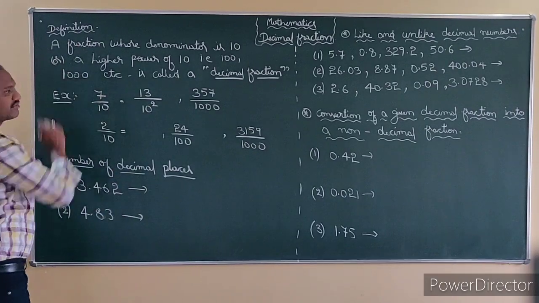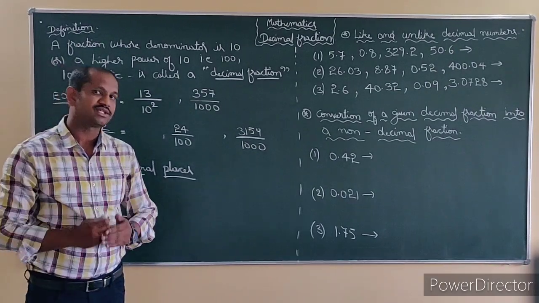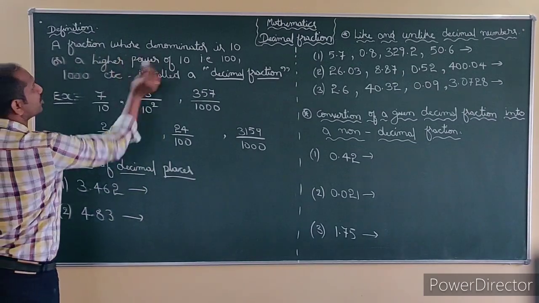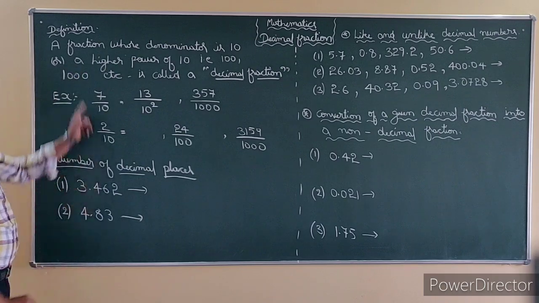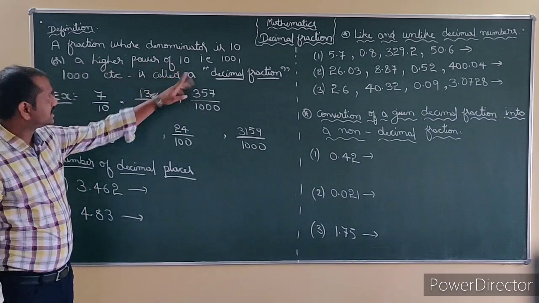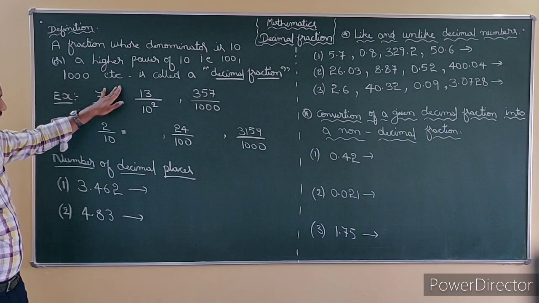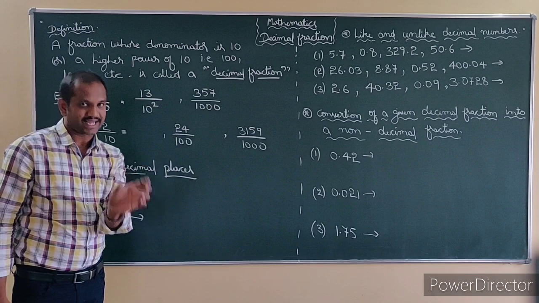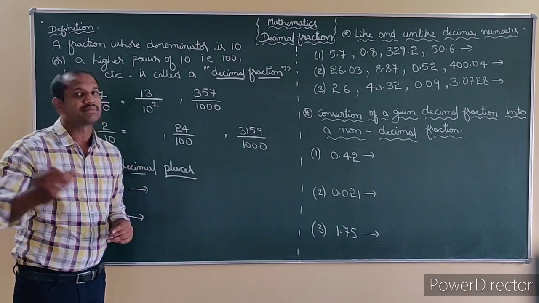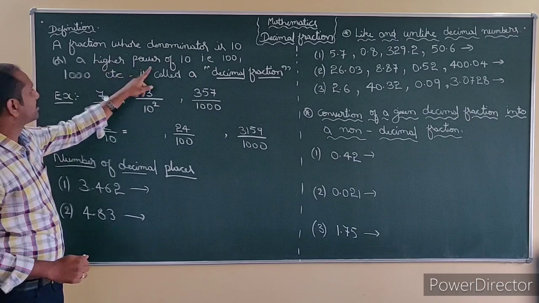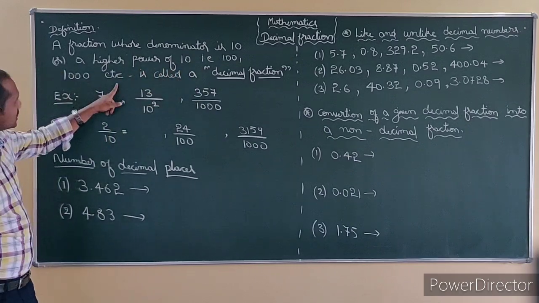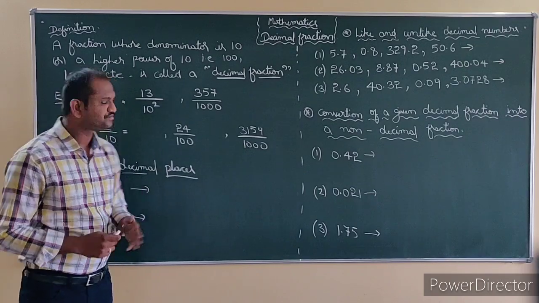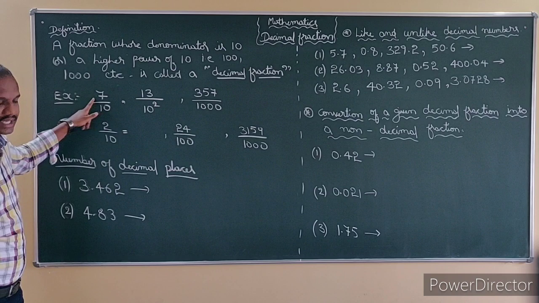So first we have the definition of a decimal fraction. What actually is a decimal fraction? Let us see. A fraction whose denominator is 10 or a higher power of 10, that is 100, 1000, etc., is called a decimal fraction. Understood? We have some examples I have taken here.